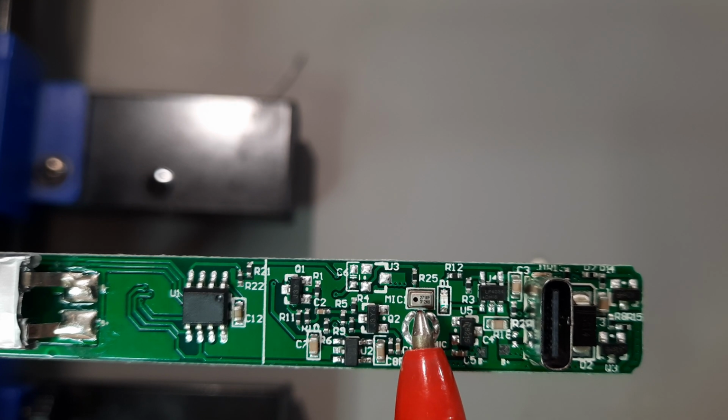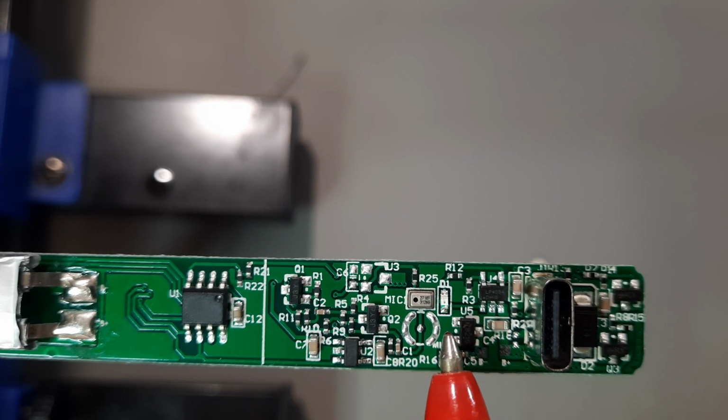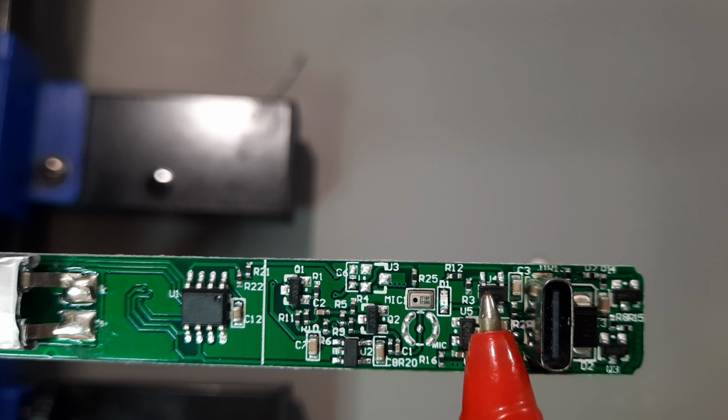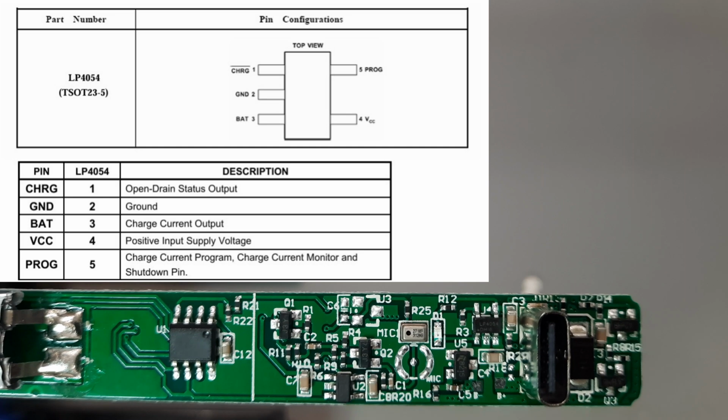Up here we have the microphone. It's a 2718F, so it's a MEMS microphone. Okay, the little hole there probably is a good indication too. Over here we have a 8215. I think that's an NPN transistor. Then up here we have a LP4054. Which I forgot to look up and I just did.